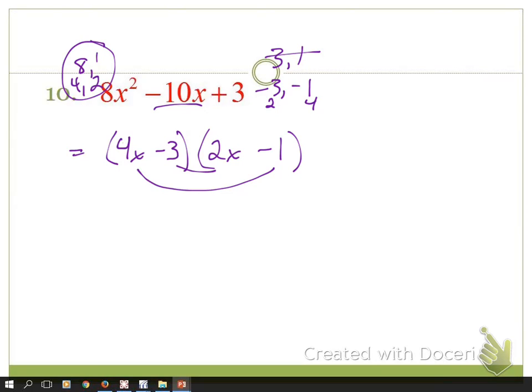Okay? If this is not making sense, you've got to come in during STAR and let me know so we can work through it.